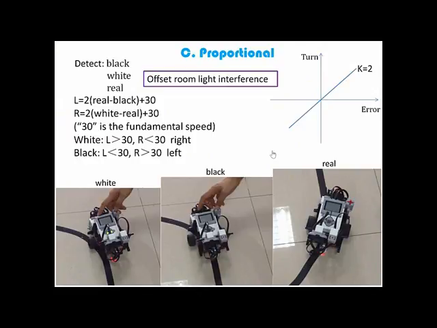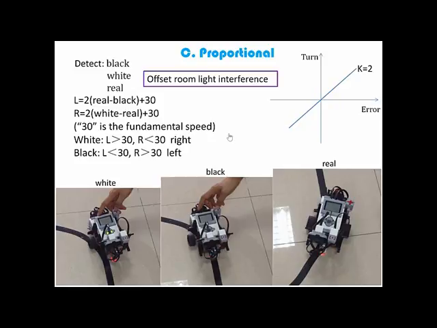Before every test, the robot will collect the feedback signal from the black place and the white place. Actually, it's the black tape and the white floor. This is to offset the interference of the room light.